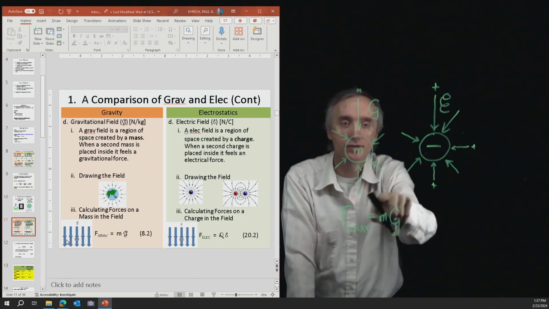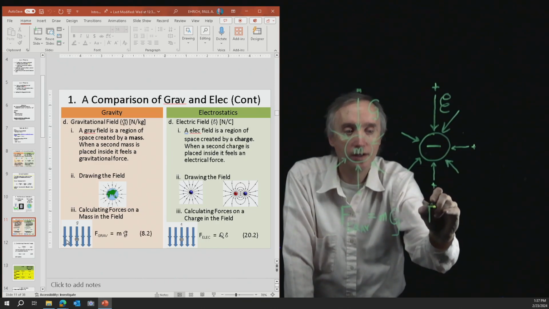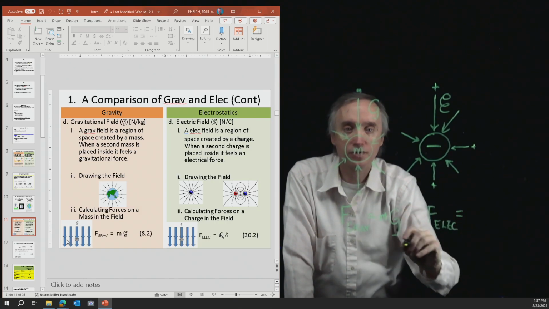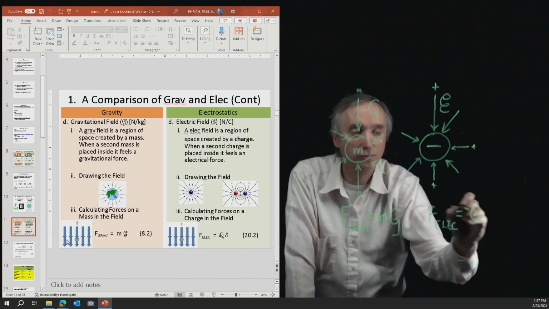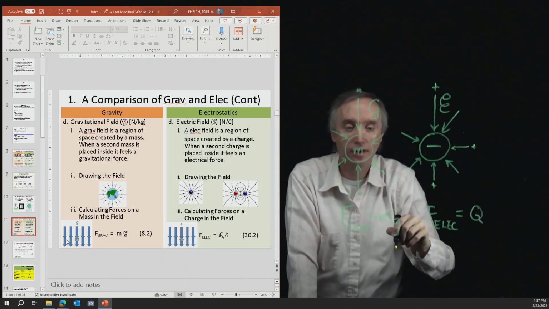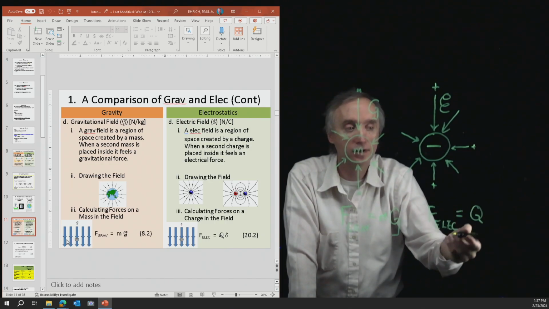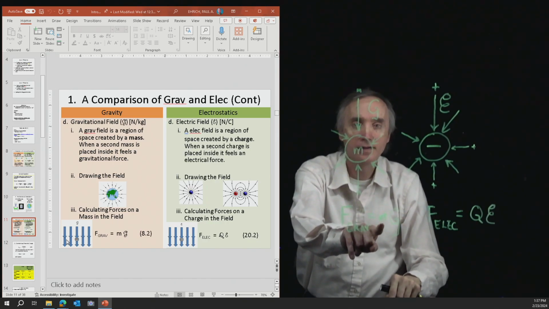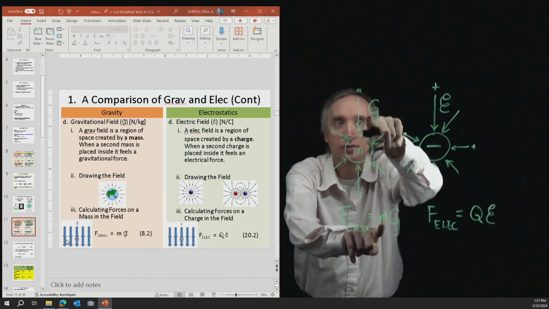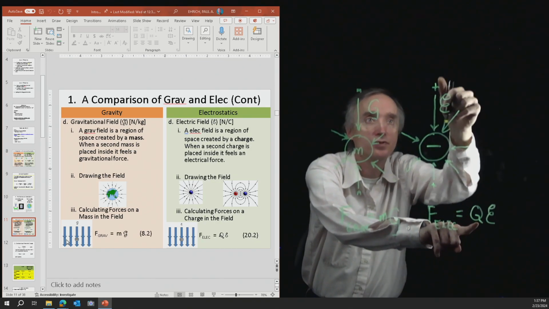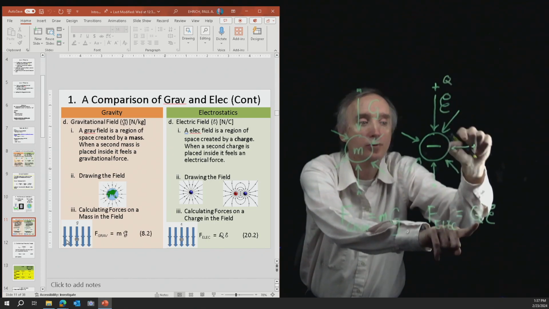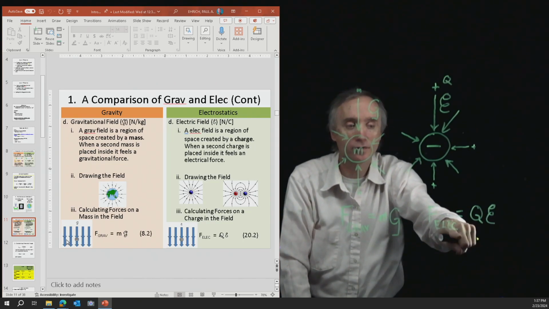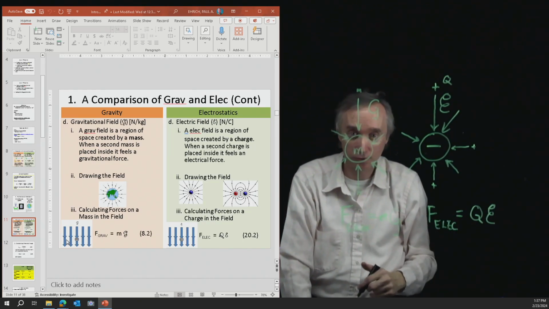And notice we can do the exact same thing for electricity, where the force of electricity is going to be equal to the charge Q, because that's what's creating the electric field in the first place, times the electric field. So this is a little mass m that you put into a gravitational field. This is a charge Q that you put into an electric field. When you do that, this experiences an electrical force, and this experiences a gravitational force.